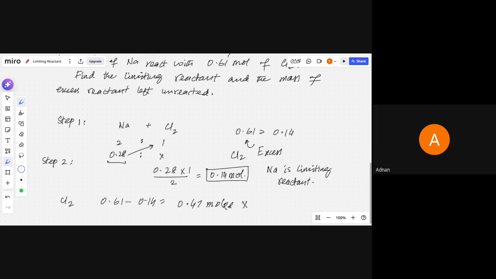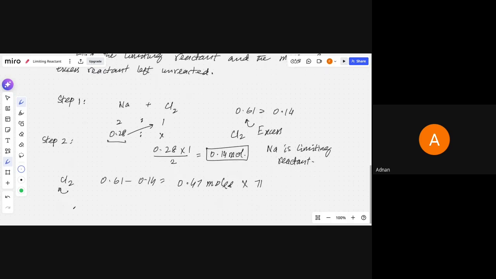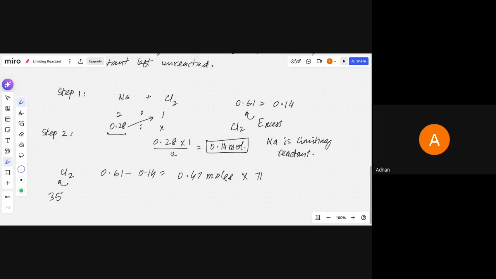In order to convert this into mass, I'm going to multiply this with the molar mass of chlorine gas, which is 71, because the formula of chlorine gas is Cl2, and the molar mass of chlorine is 35.5, so times 2, this gives us 71 grams per mole. So 0.47 times 71, that's going to give us 33.37 grams, right? So that's the answer. So this is how basically we solve questions on limiting reactant.